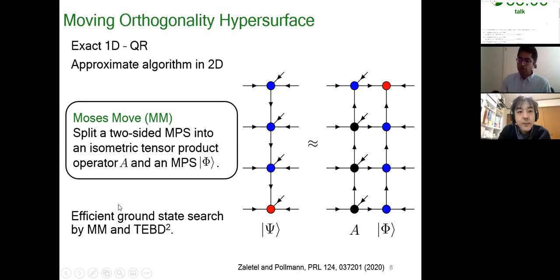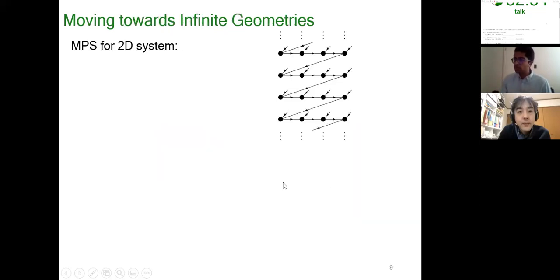By the combination of this Moses move algorithm and a generalization of the TEBD algorithm to 2 dimensions, we are able to perform imaginary time evolution on these finite squares and optimize them. Our goal in this presentation, in this project, was to move towards infinite geometries. Often in the case of 2D systems, when we use an MPS, we consider these infinite strips, where we're infinite in the vertical direction and finite in the horizontal direction. That is the kind of geometry that we're interested in today.